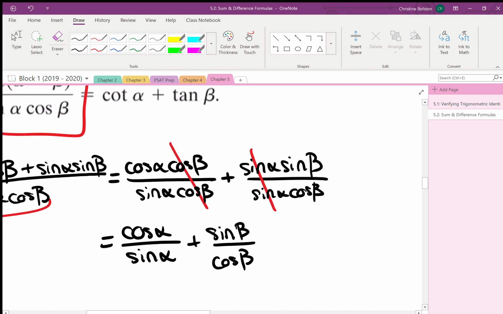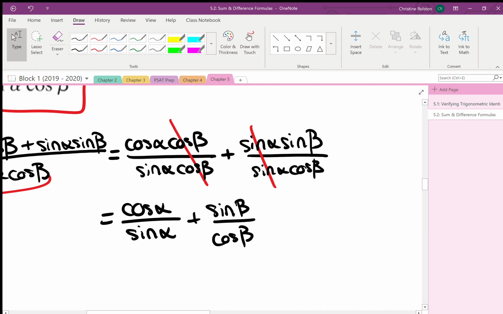So we're so close. What's cosine over sine? It's cotangent. Of what angle? Alpha. Plus, what's sine over cosine? Tangent. Of what angle? Beta.